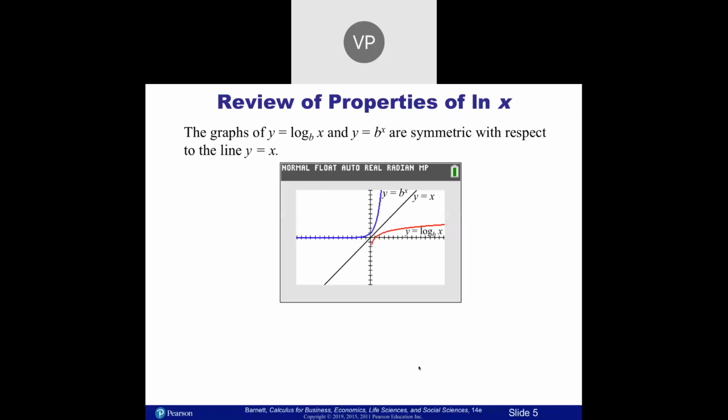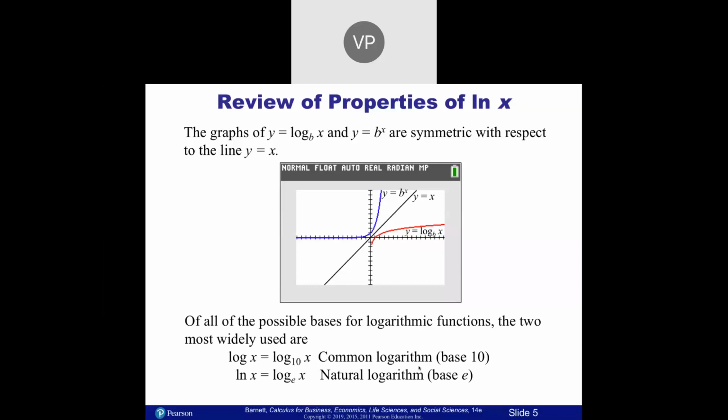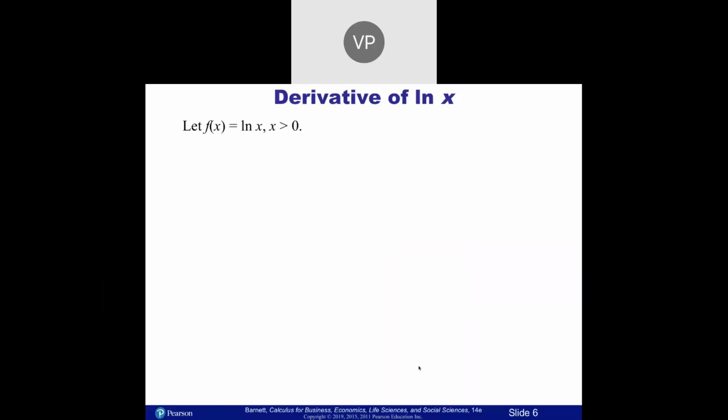When you're dealing with two functions that are inverses of each other, they're mirror images over this line. They're symmetric with respect to the line y equals x. That's what all inverse functions are. Okay, so we'll get to how these look here.